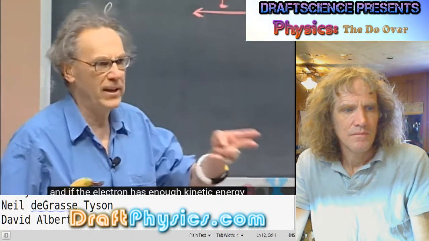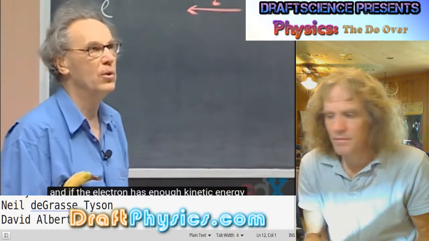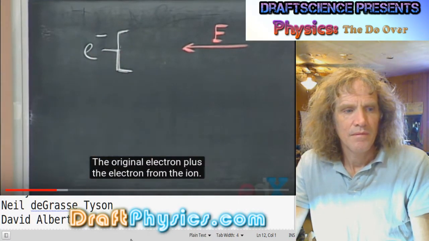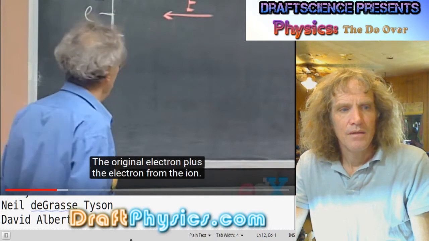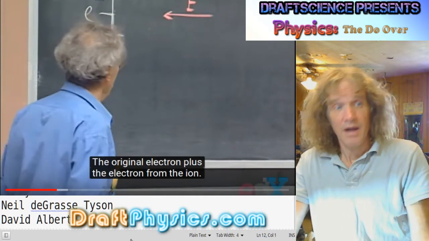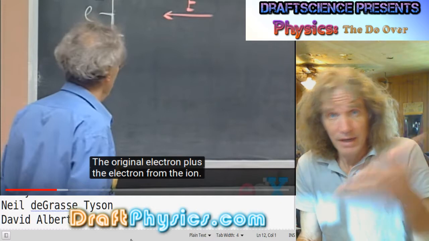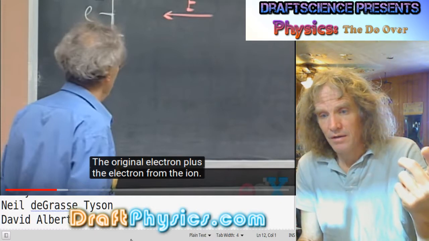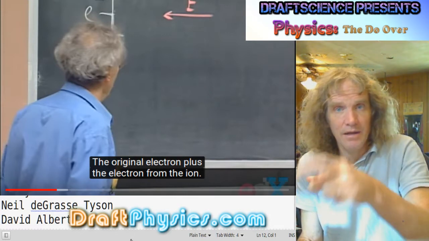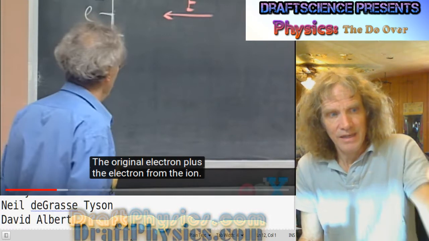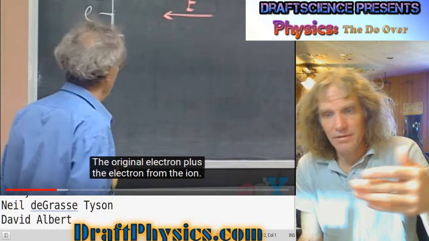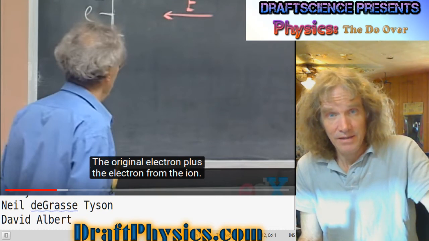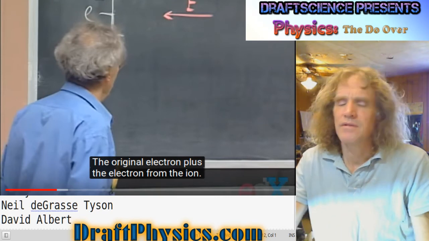And if the electron has enough kinetic energy to ionize that molecule, then one electron will become two electrons, the original electron plus the electron from the ion. So you can ionize both ways. You either ionize into a positive ion or a negative ion, which means the electron stays in the atom, or the electron knocks another one out and makes another atom that's short an electron. So the cascade thing can only happen in one direction. That is, from making things that have an excess of electrons to something that has fewer electrons.